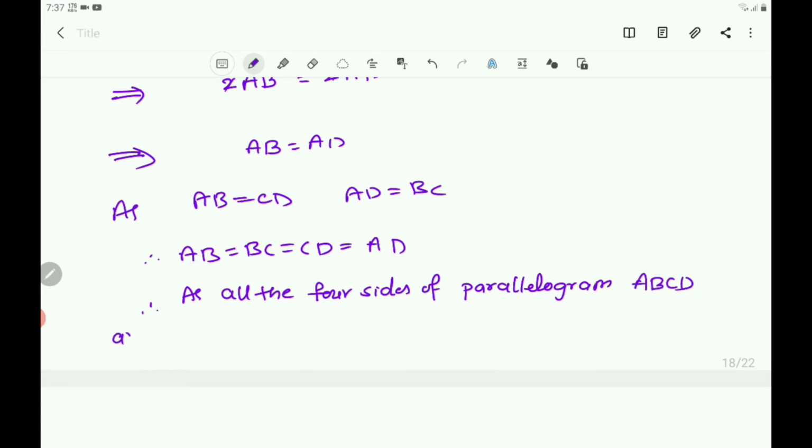ABCD are equal. ABCD is a rhombus. So, you got the result here.